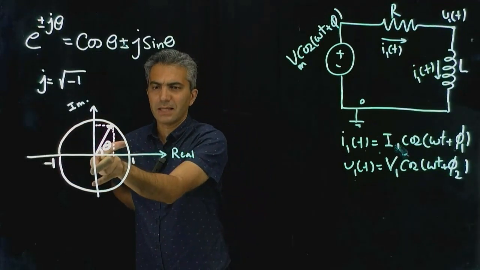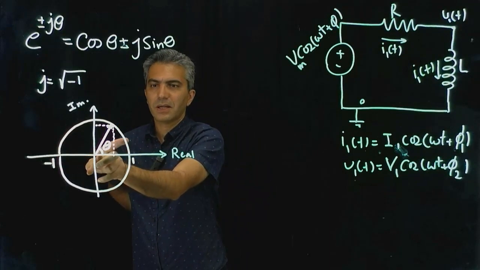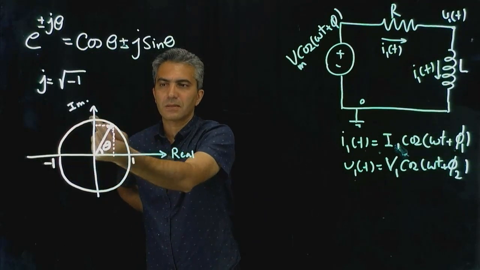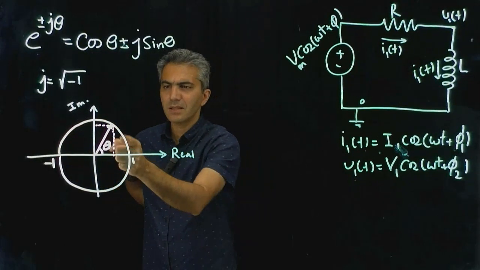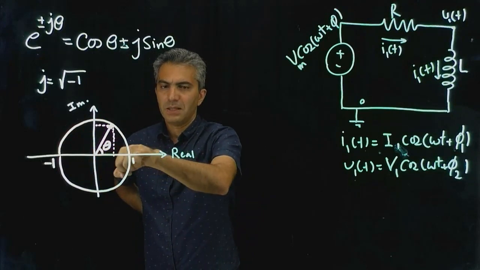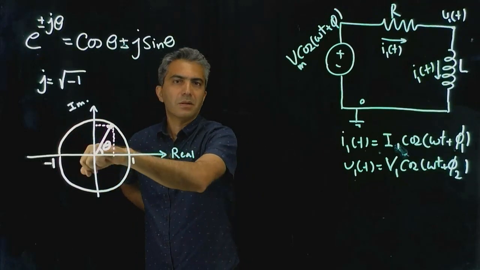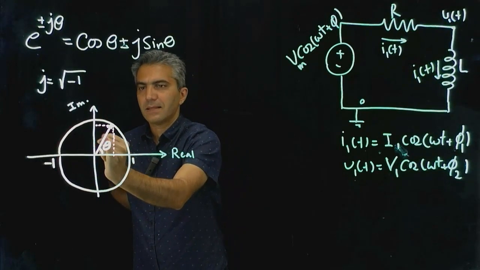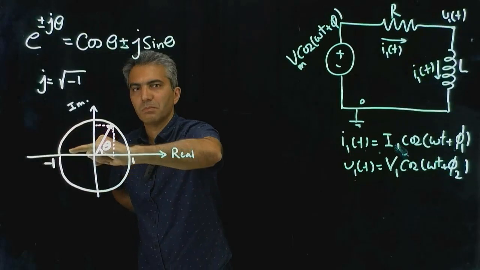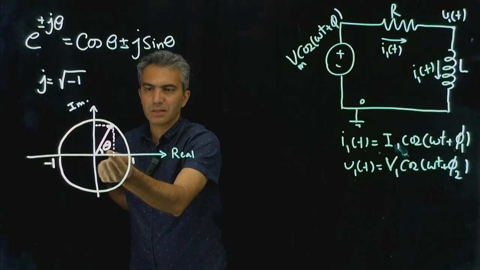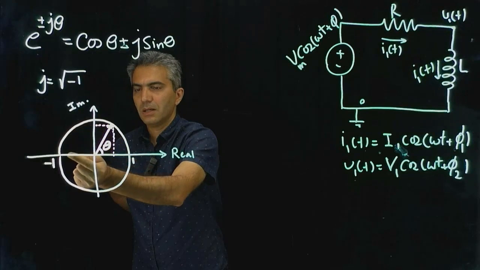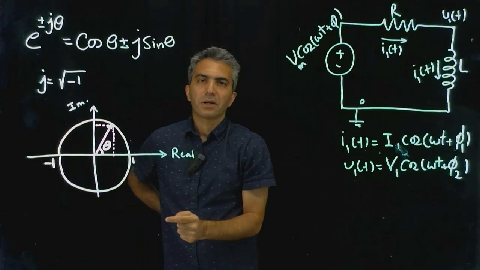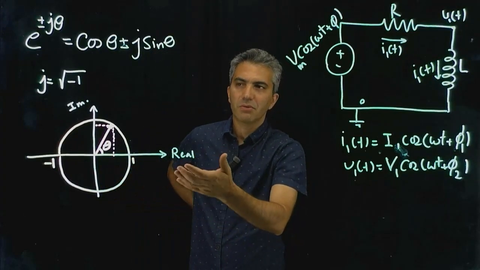Now, you can define a vector that moves on the perimeter of this circle. As it moves from the positive portion of the x-axis, this angle changes and increases from 0, goes to pi over 2 here, pi, 3 pi over 2, and then finally goes back to 2 pi or 0 again.